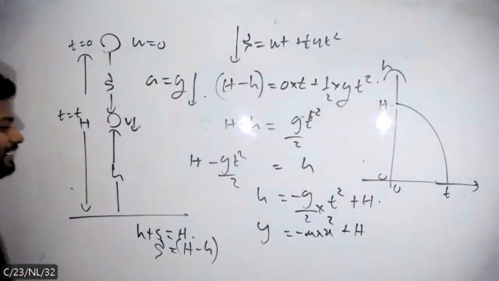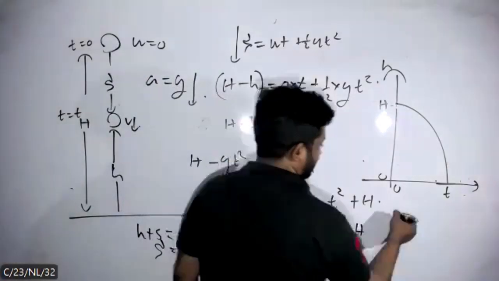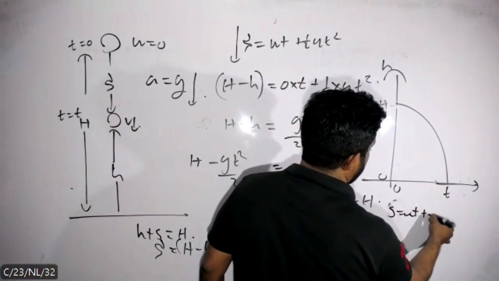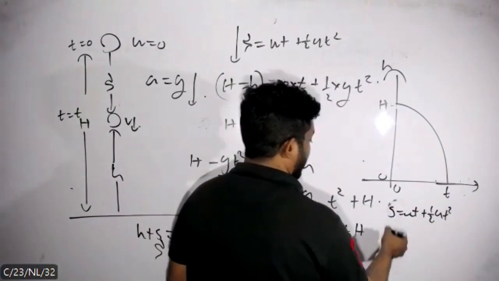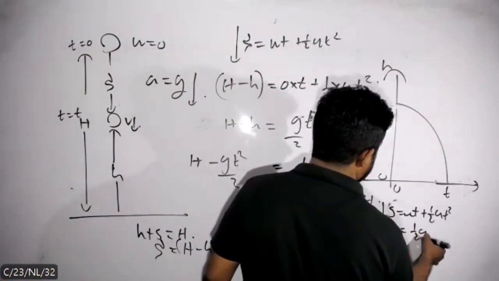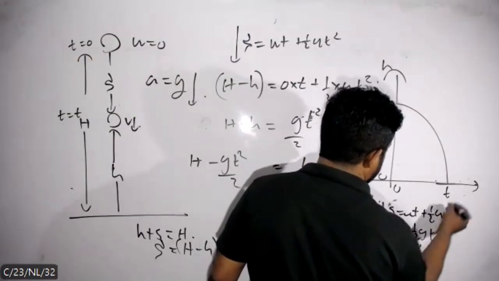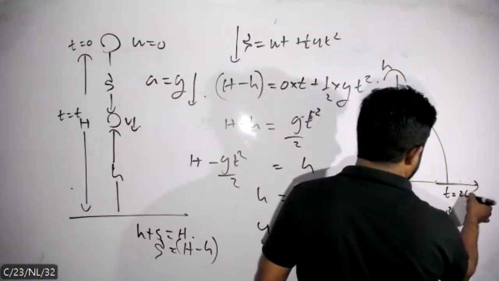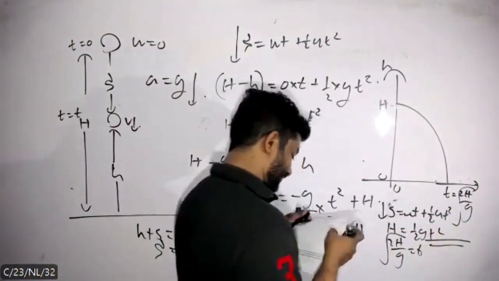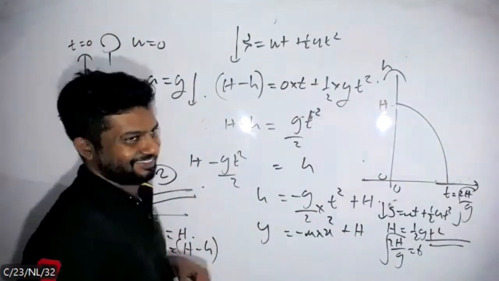To identify the time interval, you can apply this equation, s equals ut plus half a t squared. When it hits the ground, displacement is equal to capital H, no? Initial velocity 0, half into g t squared. Square root of 2H over g is equal to t. This time interval is equal to the square root of 2H over g. What should be the answer? Second one. Got it?